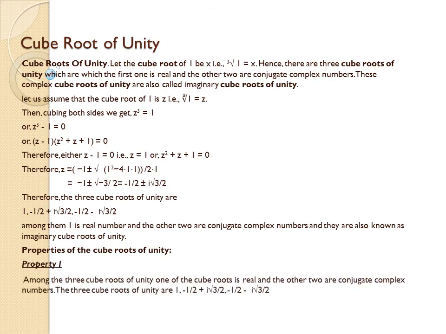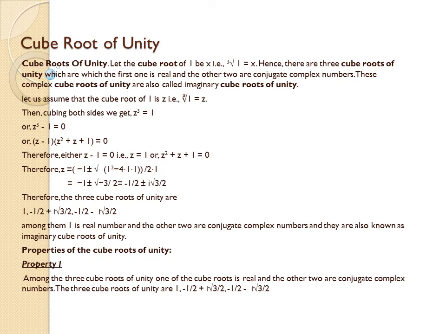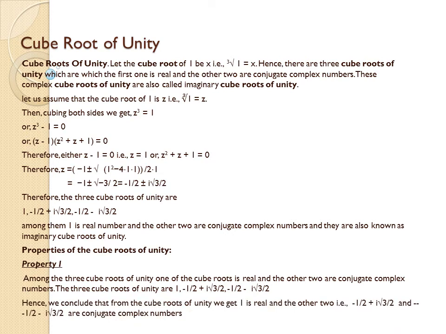First property is, among the 3 cube roots of unity, one of the cube roots is real, that is 1, and the other 2 are conjugate complex numbers. So the 3 cube roots of unity are 1, minus half plus i root over 3 by 2, and minus half minus i root over 3 by 2. This property we have already discussed. Hence we conclude that from the cube roots of unity, 1 is real and the other 2 are conjugate complex numbers. So property 1 is done. Next we will go to property 2.